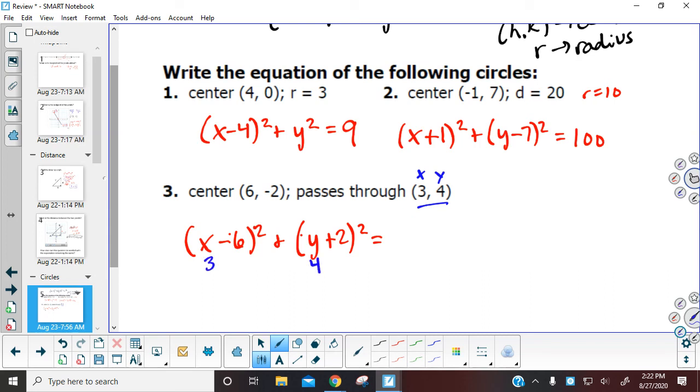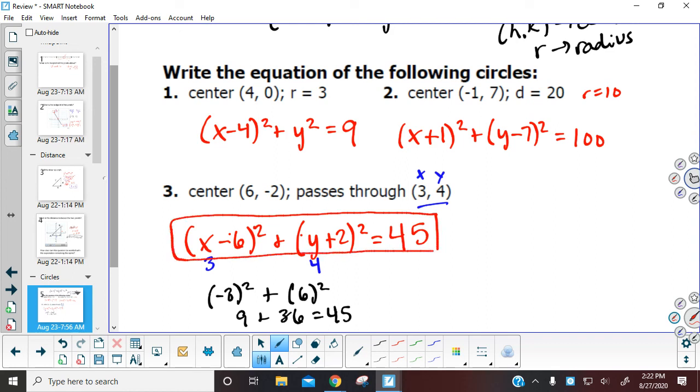So if I'm looking at this numerically, 3 minus 6 gives me a negative 3. And then 4 plus 2 gives me a 6. And I can solve this left-hand side. So negative 3 squared gives me 9. 6 squared gives me 36, which is then 45. And that is what this equation is going to be equal to. It's going to be equal to 45. Now, there are other ways to solve this, but using that substitution, since you know the x and y, using that point makes it the easiest, because then it's just going to be equal to that number.